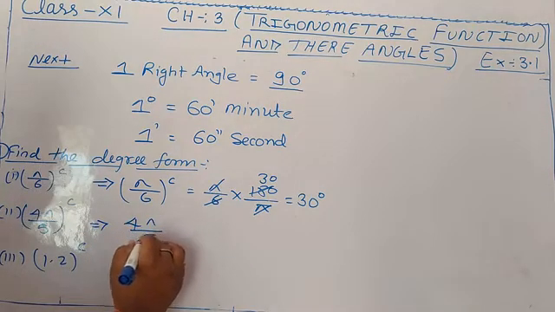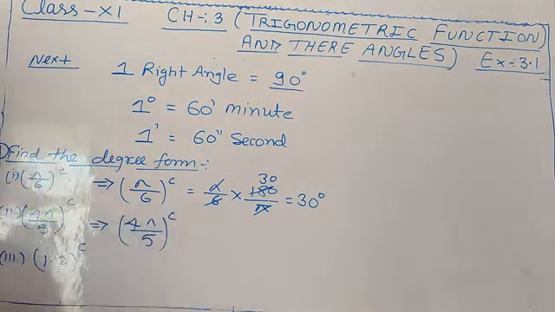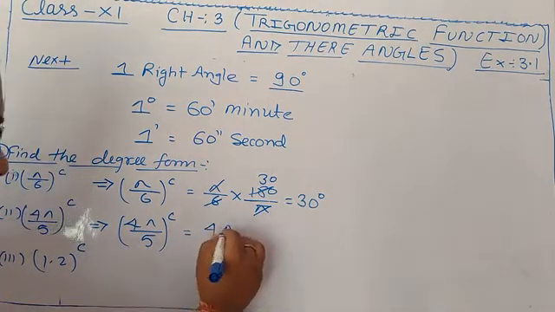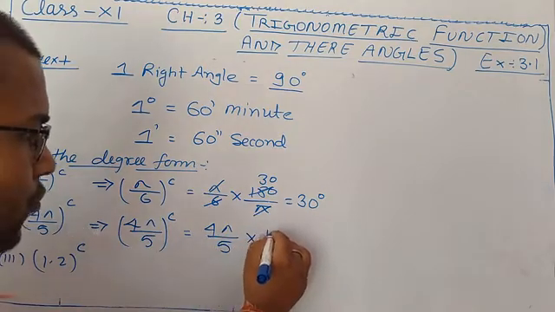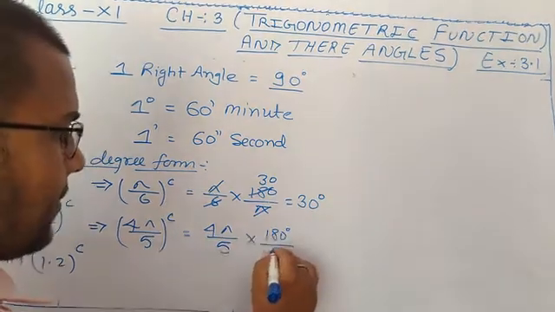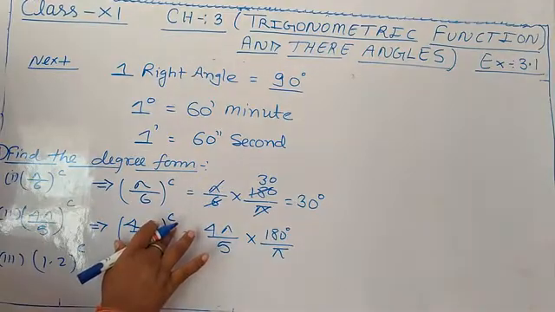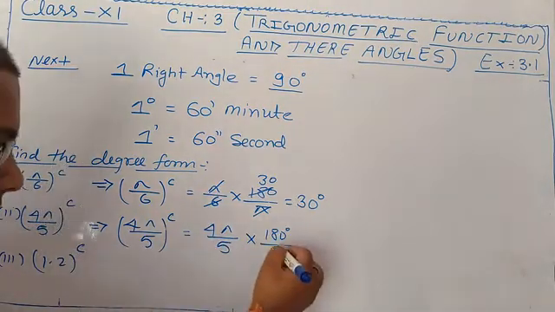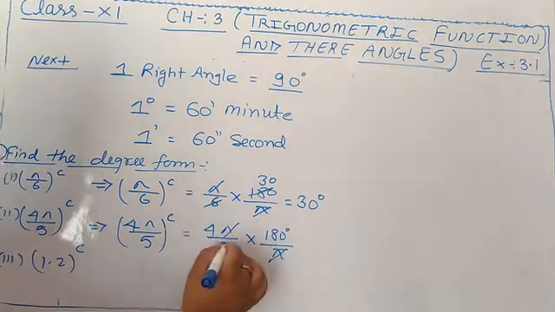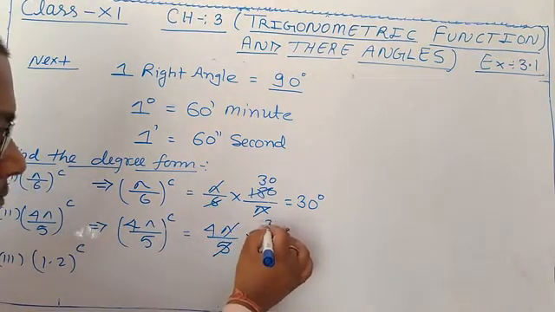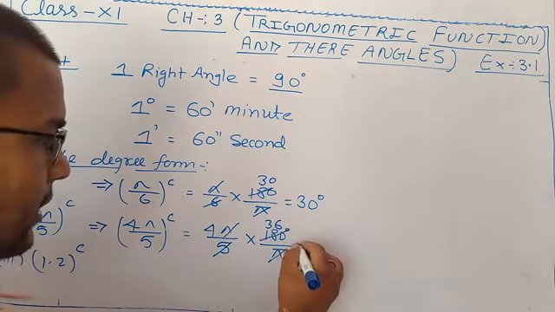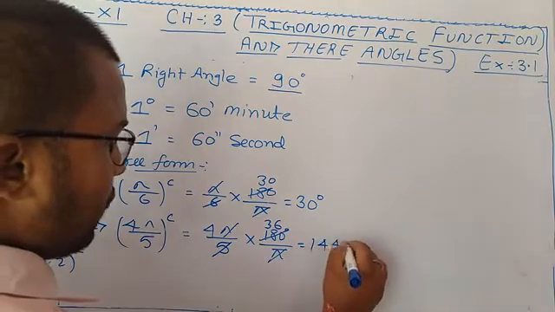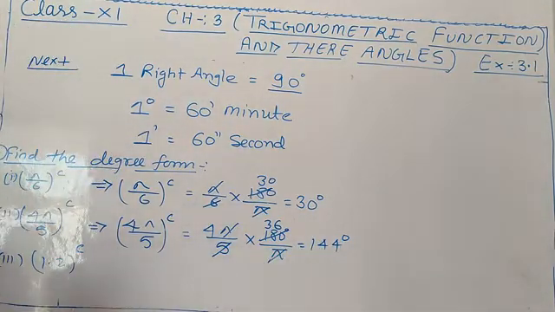Number 2 question. 4 pi by 5 in form of radian. 4 pi by 5 is also equal to 4 pi by 5 into 180 upon pi. The value of the radian is converted in form of degree form. So pi is cancelled. 5 3s are 15, 5 6s are 30, is equal to 4 into 36, is equal to 144 degree.